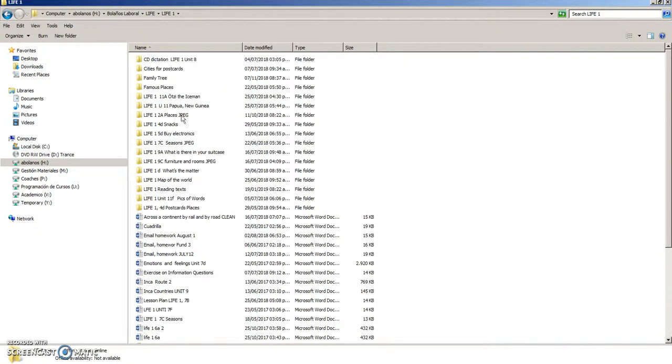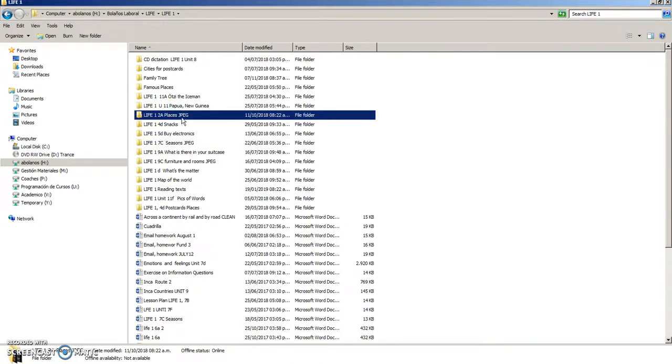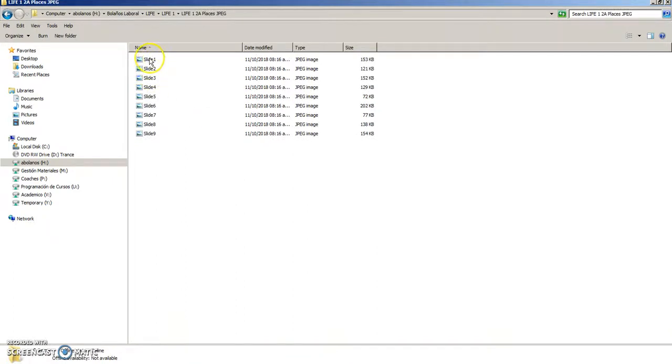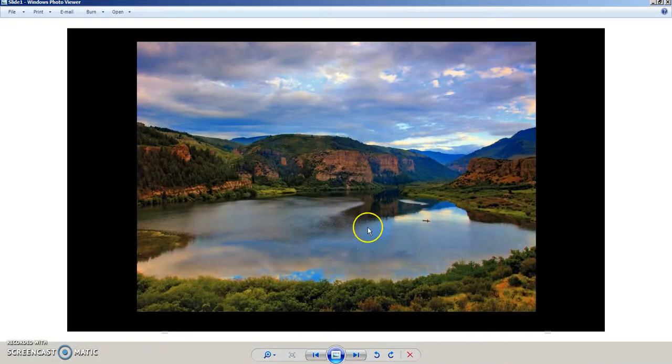So here in Life 1, I have this Unit 2, Places. You can see that I always save these presentations as a PowerPoint presentation in JPEG format. So you can put it on a flash memory, bring it, stick it into the TV, and show it in class. This is Unit 2.